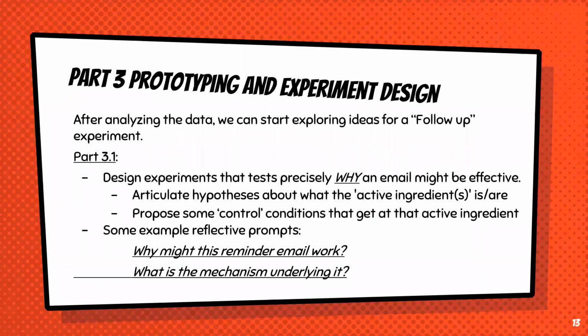For part 3, we have prototyping and experimental design. After we analyze the data in part 2, we can start exploring ideas for a follow-up experiment. For part 3.1, we want to design experiments that test precisely why an email might be effective. To do so, we want to articulate hypotheses about what the active ingredient is or are, and then propose some control conditions that can get at that active ingredient.